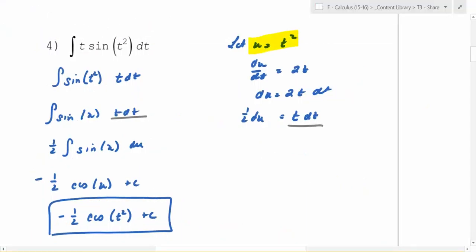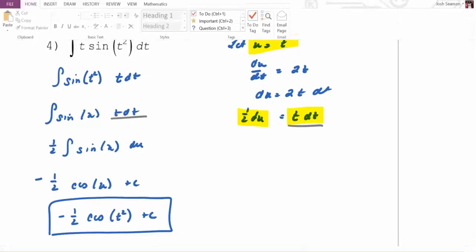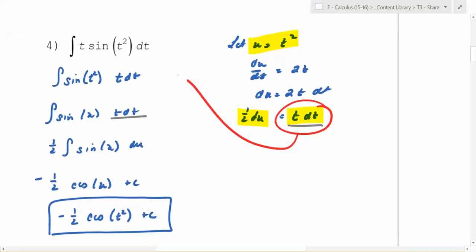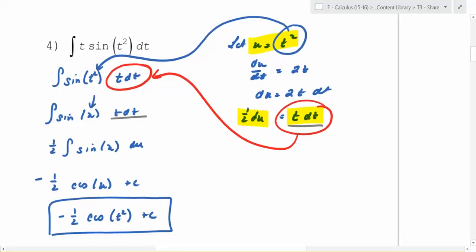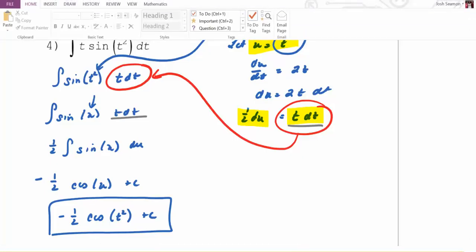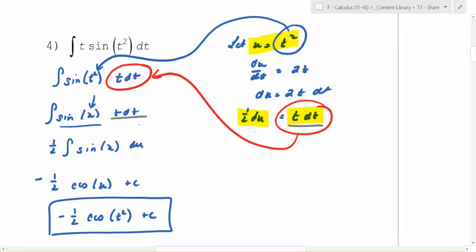So you let u equal t squared, so du is 2t dt, and then you end up with 1/2 du is equal to t dt. So where does this go right here? This ends up going right there. And then instead of t squared, that's going to turn into u. In this case, the answer uses u substitution. Remember how I said some books use u and some books use w? Does the math change at all? No, it doesn't. So you end up with this right here, sine u times t dt.